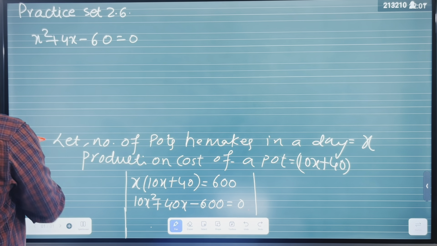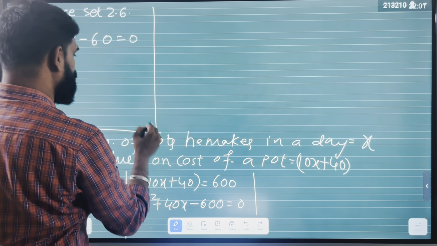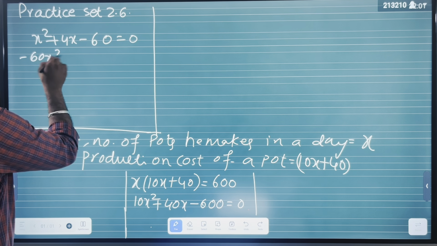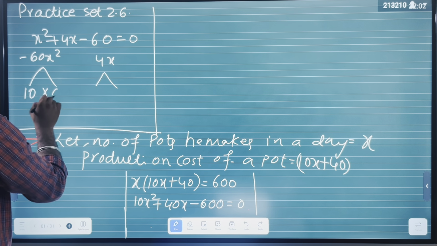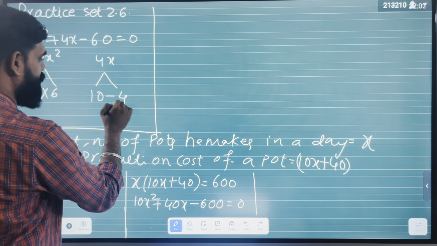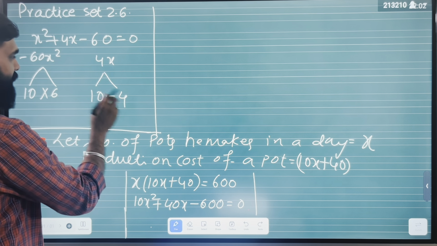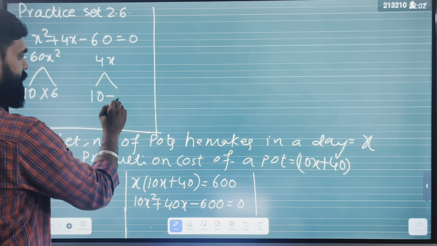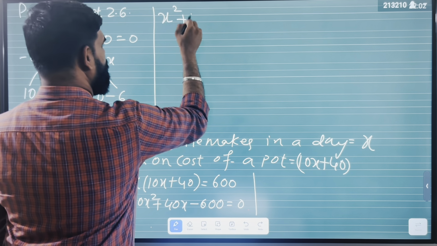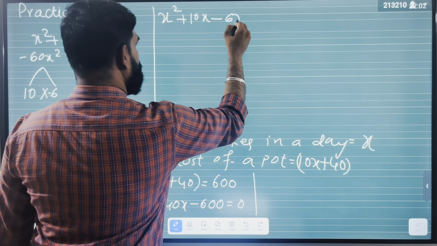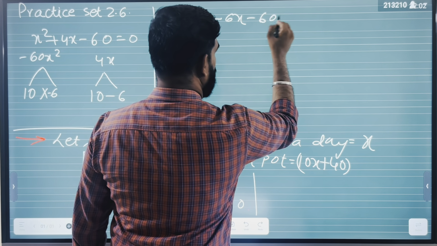Let us find two numbers such that the multiplication is minus 60 and the addition is 4. The numbers are 10 and minus 6. 10 minus 6 becomes 4, and 10 into minus 6 becomes minus 60. So we got these two numbers. Now let us simplify the quadratic equation: x square plus 10x minus 6x minus 60 is equal to 0.